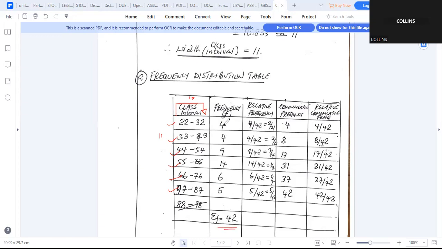The relative frequency, 4 out of 42, and so on. You can leave them in decimal points. 9 out of 42, 14 out of 42, 6 out of 42, 5 out of 42.